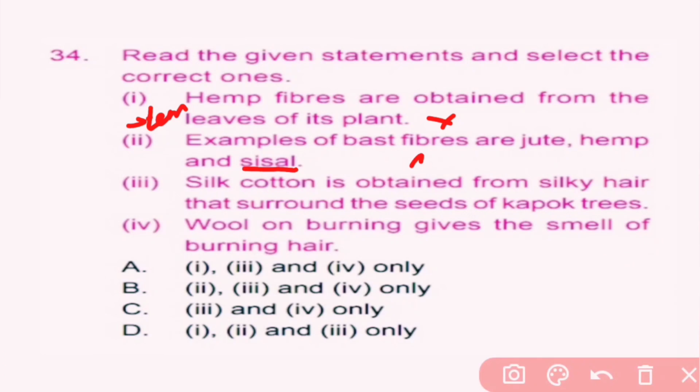Option 3. Silk cotton is obtained from silky hairs that surround the seeds of kapok trees. It is a correct statement. Option 4. Wool on burning gives the smell of burning hair. It is also a correct statement. So here only 3 and 4 are correct. So C is the correct answer.